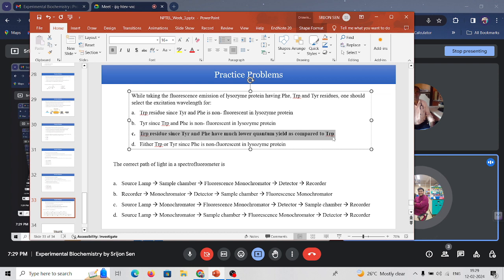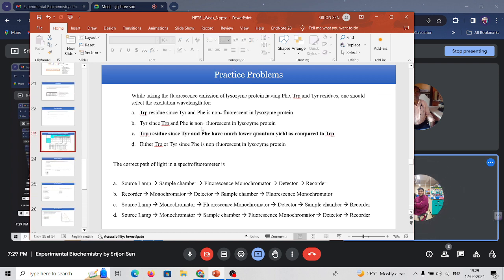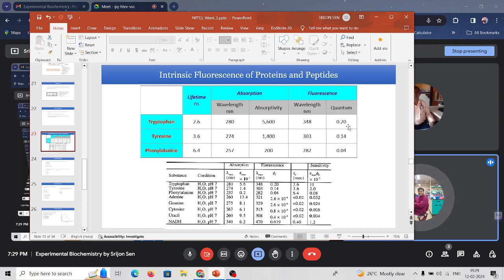We have seen about the absorptivity. If I go to that slide once again, you see over here we have the quantum yield of 0.2 for tryptophan, tyrosine has 0.14, and phenylalanine has 0.04. So even if you add these two, it is not close to 0.2. That is why it is better to set for tryptophan than for the other two residues.